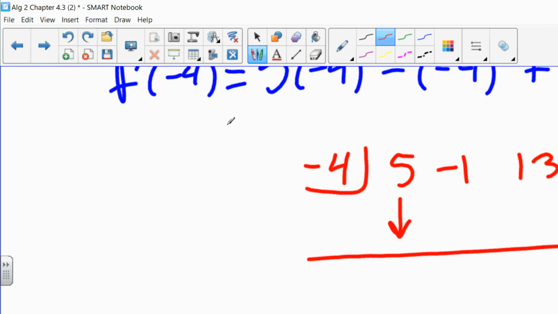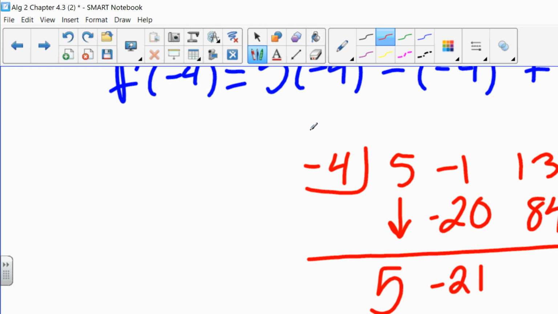So our next step would be to bring down the 5. Then we would do -4 times 5, which is negative 20. Add straight down. Guys, -1 plus -20 is -21. Then we would multiply it with -4. Well, the negative, Caleb, the negative would make a positive. And 21 times 4 would be 84. Then we would add straight down. 13 and 84 would give us 97.